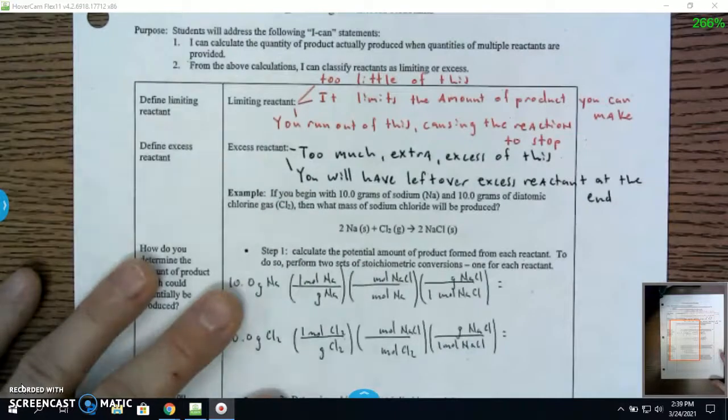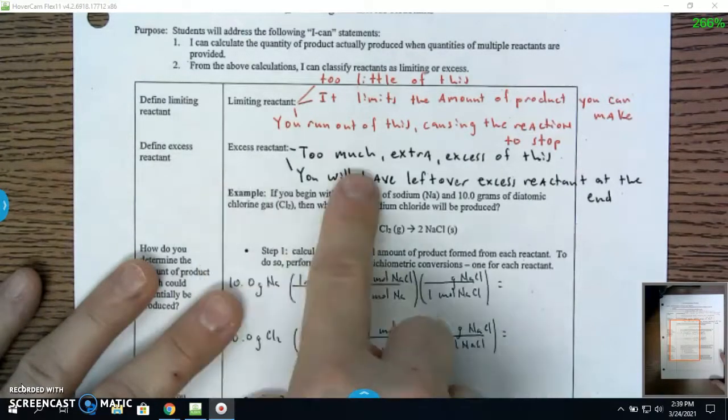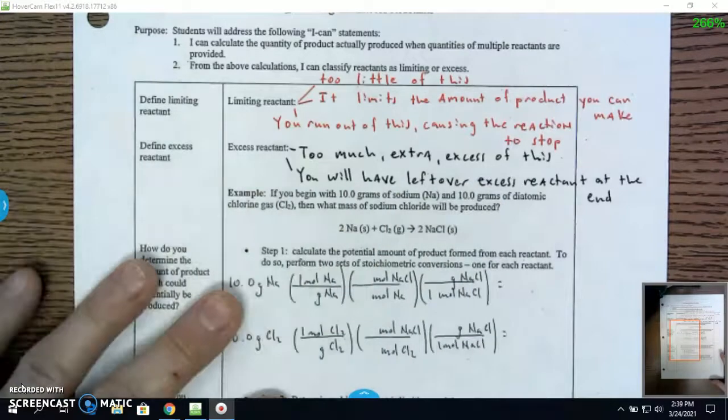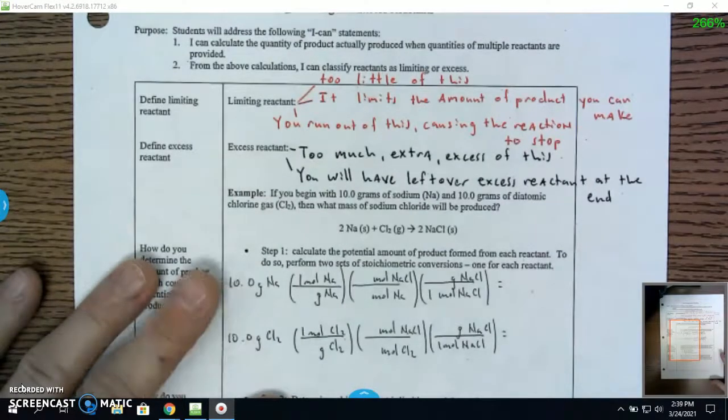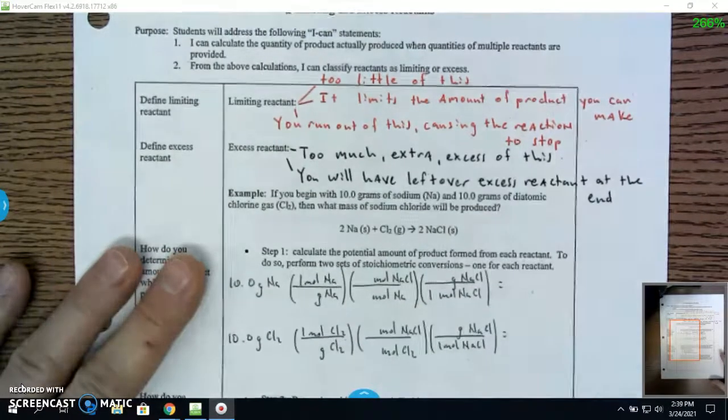You could also do a little bit of mental math and figure out that you ran out of the patties, but you've got extra or excess buns left over. We have leftover excess buns at the end of this, and in particular, because we used one bun, we have 99 buns left over. We're going to keep going back to that backyard barbecue analogy as we solve the stoichiometric problem down below here.